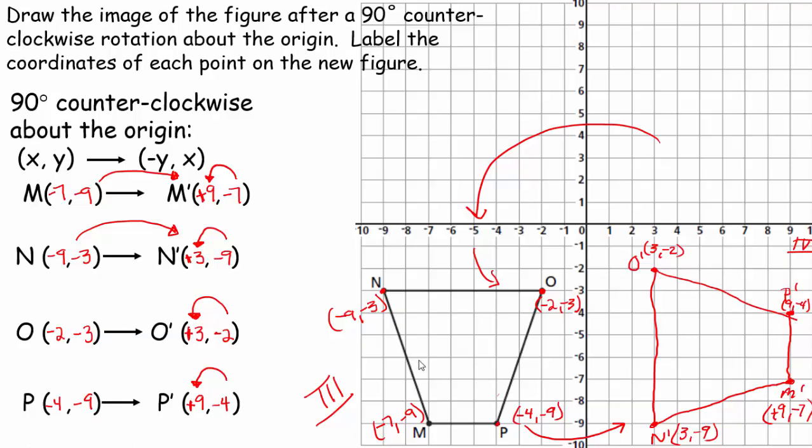There's my image. So remember, this is my original because it does not have any primes on it. This is my image after a 90 degree counterclockwise rotation. And it ended up in quadrant 4, which is where we expected it to end up when we first visualized the figure moving in a counterclockwise direction. All right, let's look at those properties preserved.